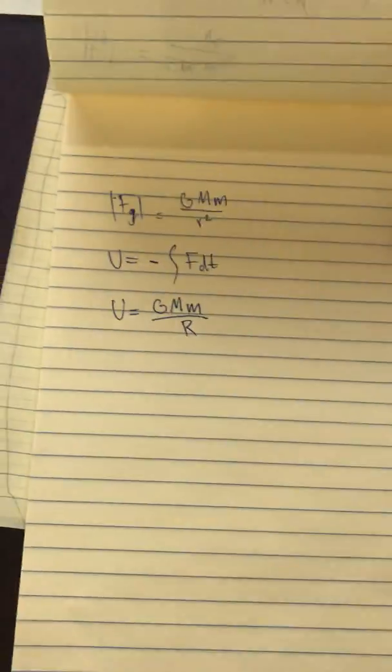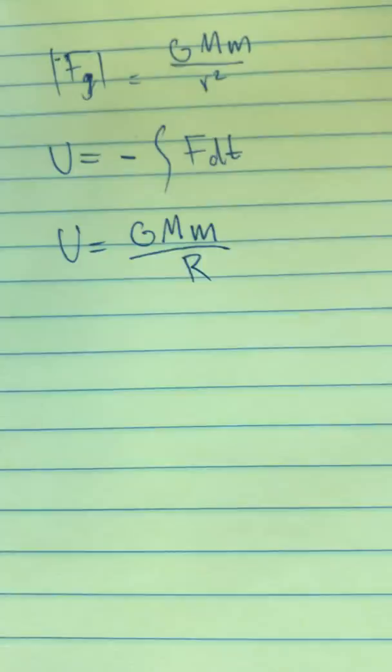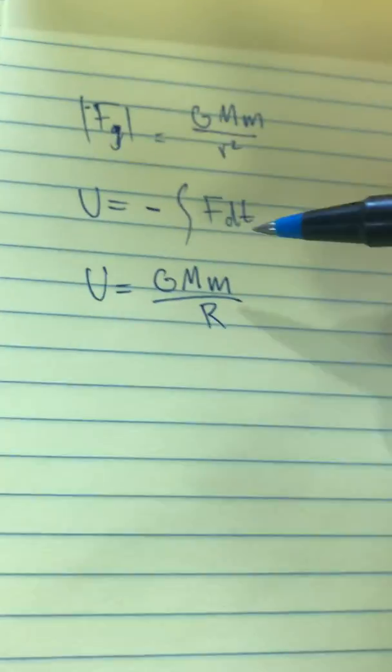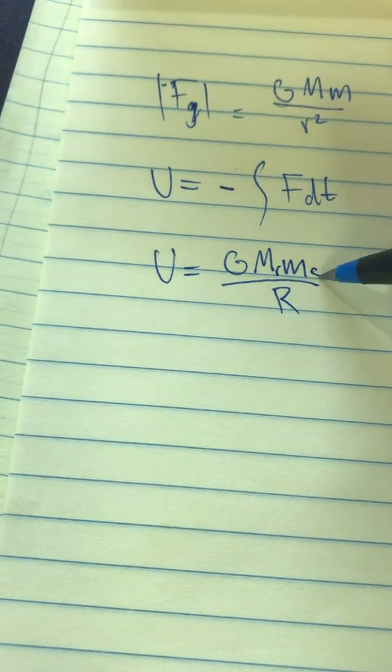So now what we're going to do is look back to our equation that we learned, which is U, potential energy, equals G M times m over r. And this is M planet and this is m satellite.